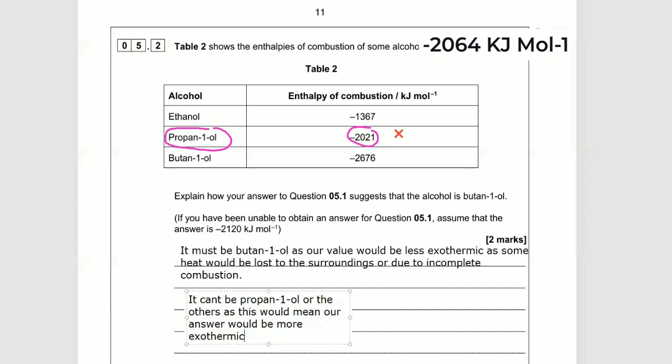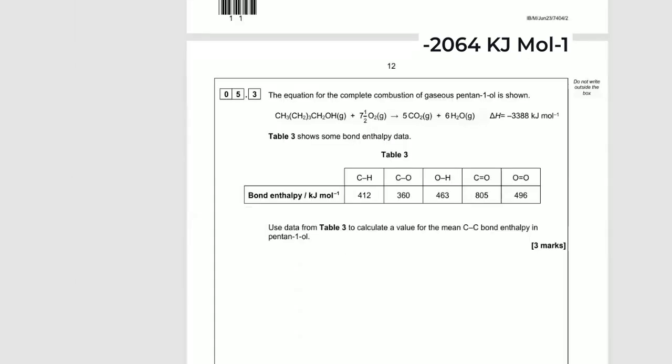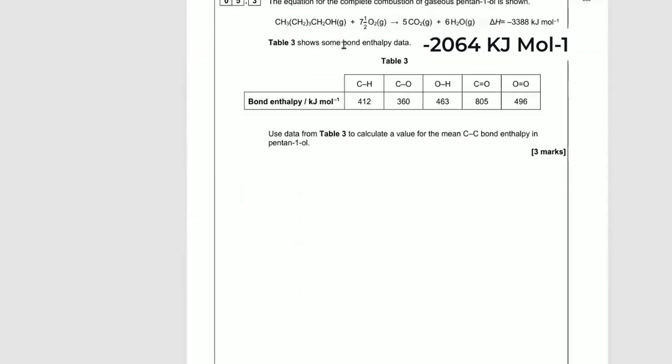And the reason that the answers are not identical is because it looks like we've lost almost 612, something like that, 612 kilojoules per mole to the surroundings, or via incomplete combustion. And so that's the answer for 5.2 and explains why we've got an undervaluation or a less exothermic answer, which is what you get with calorimetry. Okay, we're now moving on to 5.3. The equation for the complete combustion of gaseous pentan-1-ol is shown.